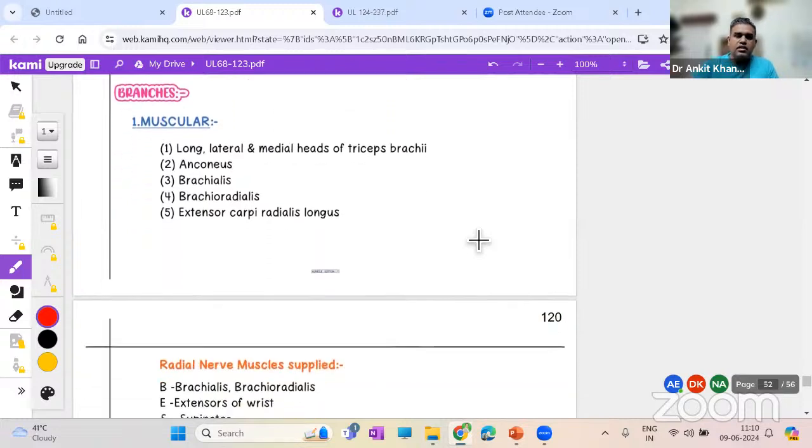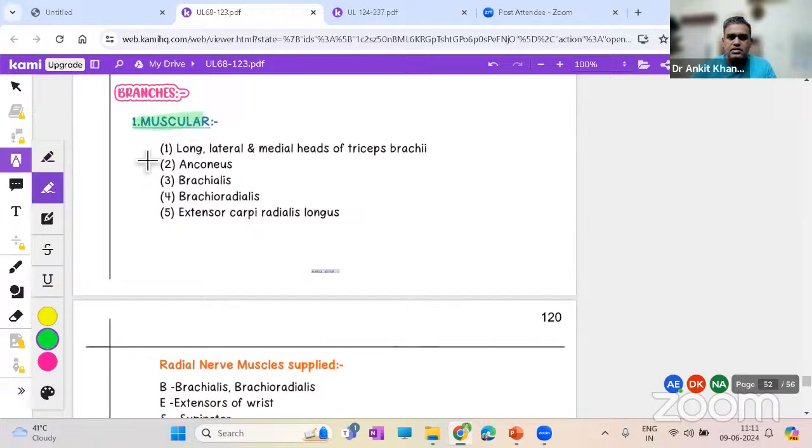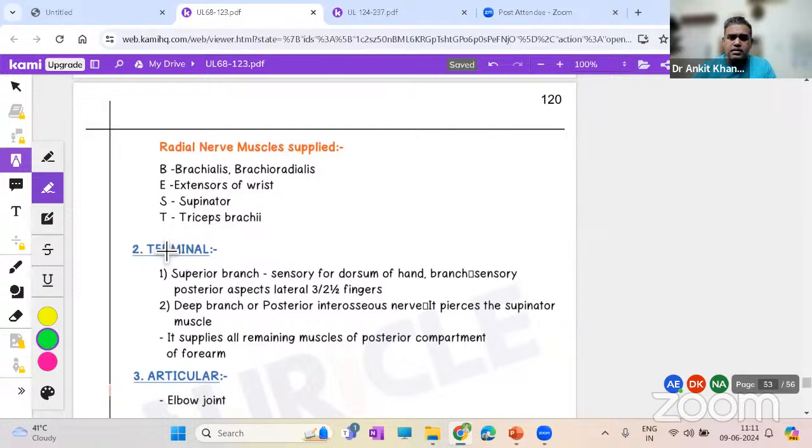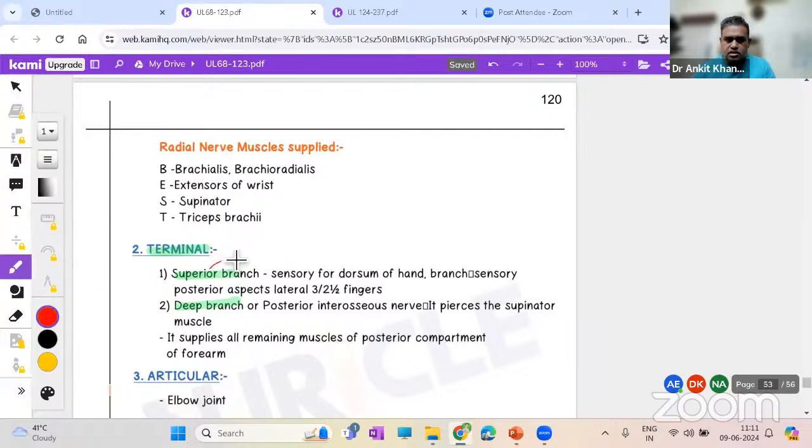Now the branches. We can go with the muscular branches, and then also the terminal branches. The terminal branches are two, mainly the superficial and the deep branch. It is not superior, it is superficial. There are some errors in my writing, which I'll correct later. The superficial branch is sensory for the dorsum of the hand, and the deep branch is basically supplying all the muscles in the posterior compartment of the forearm, as written over here.